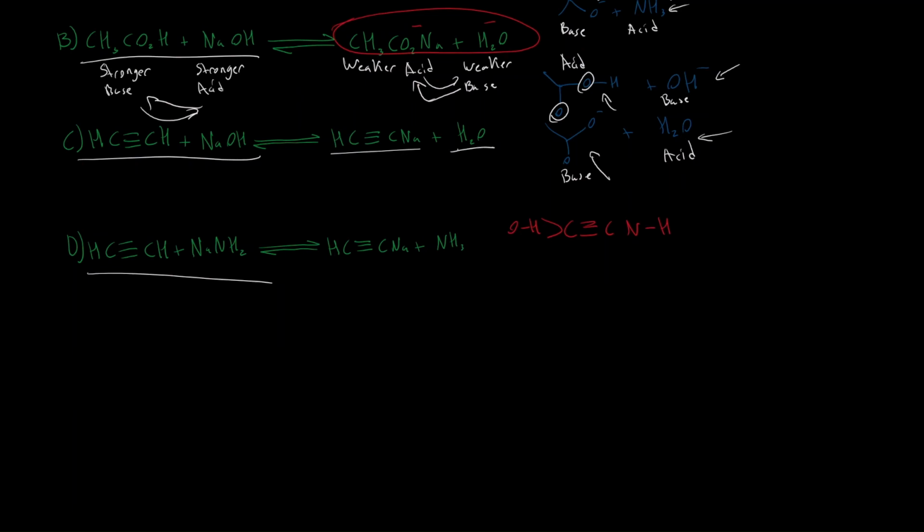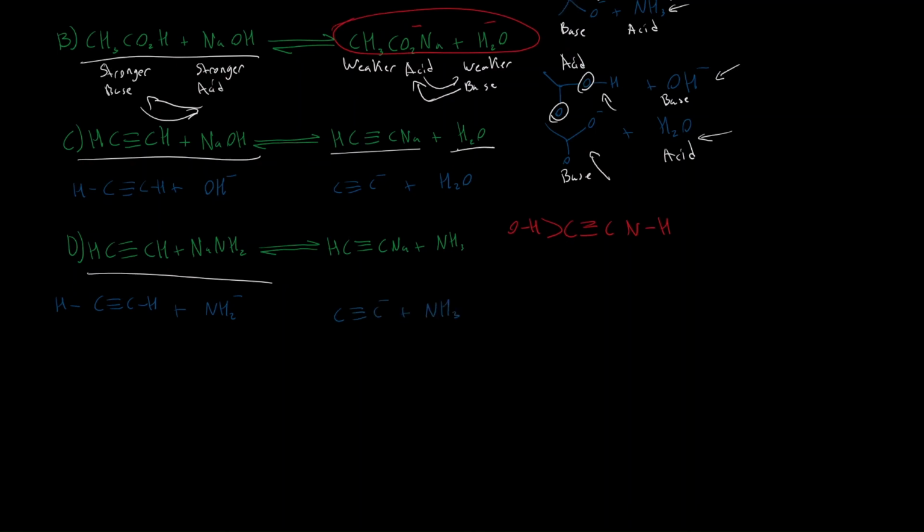So let's draw the compounds that are reacting. OH minus, because Na is a spectator ion, and C triple bond C with a negative charge. Draw the hydrogens here. Plus H2O. And over here we have C triple bond C with an H, plus NH2 minus. And C triple bond C minus plus NH3.